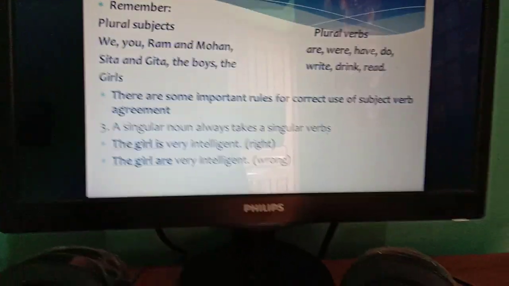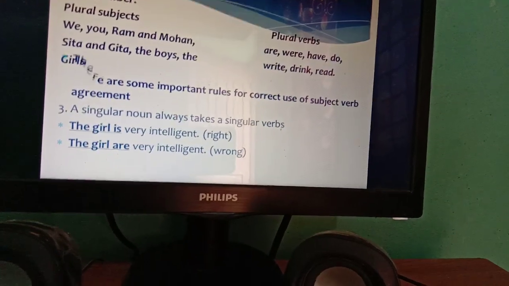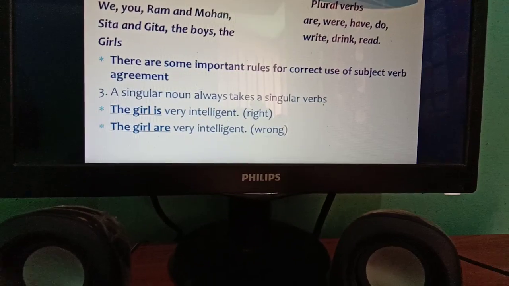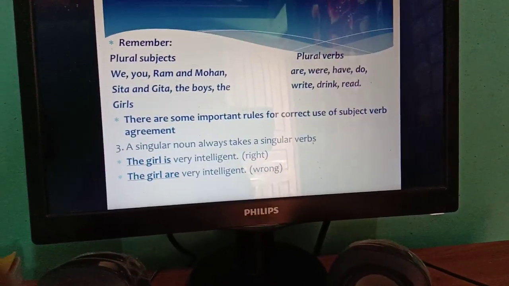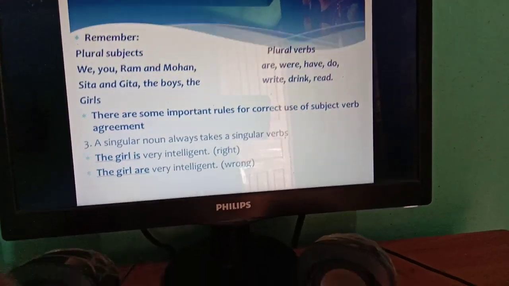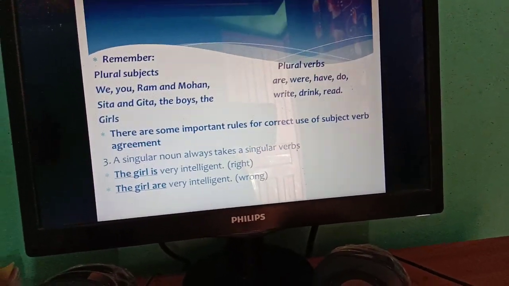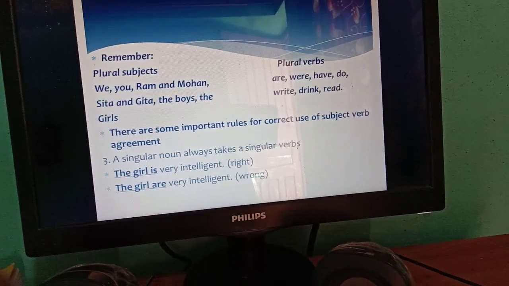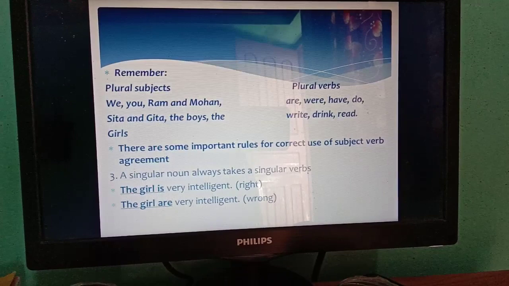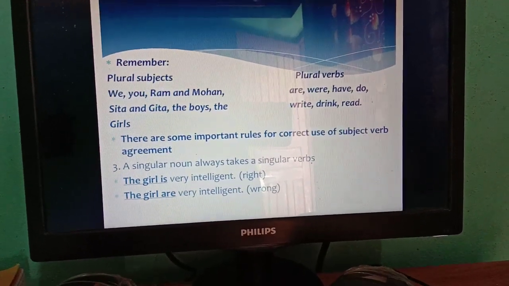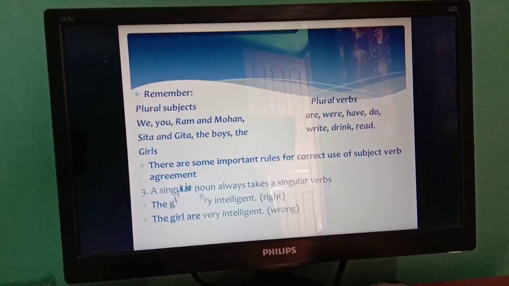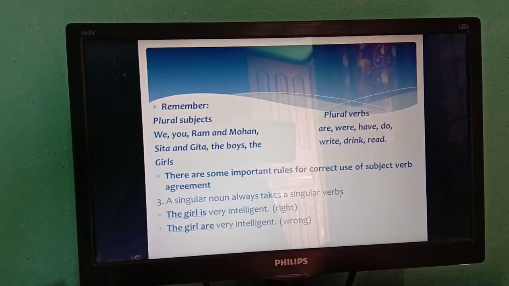Now I have mentioned here some important rules for the correct use of subject-verb agreement. As mentioned above, the third rule: a singular noun always takes a singular verb. A girl is very intelligent. This is the right sentence because the girl is a singular subject, and with that the verb is agrees. We cannot say the girl are very intelligent. It will be a wrong sentence.